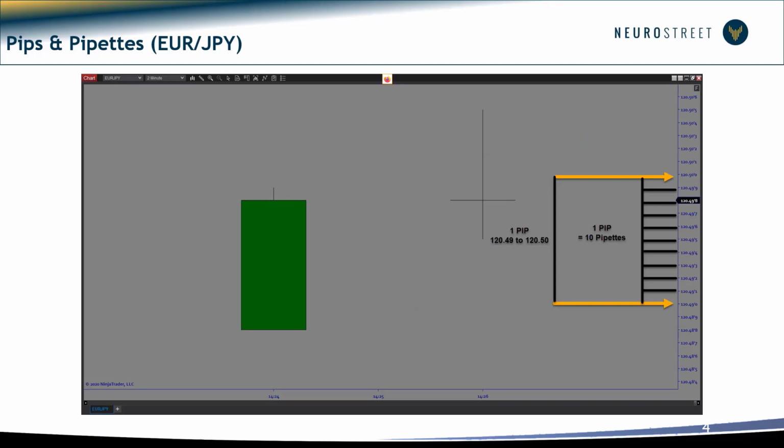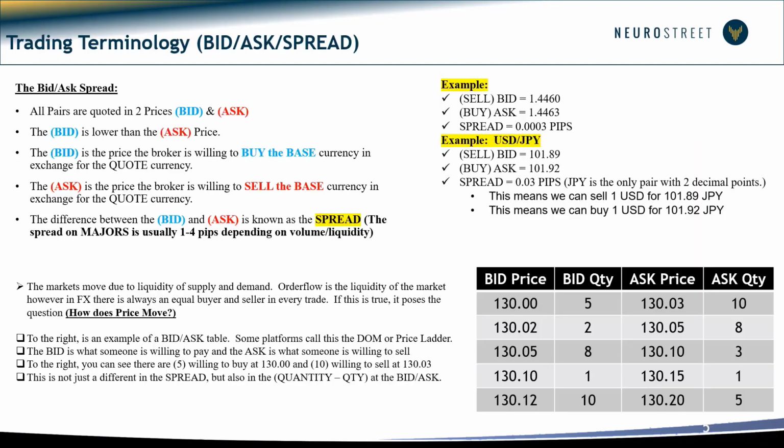So let's go in here and talk about the spreads a little bit, so that we can kind of explain how this works. There's always going to be a bid and an ask spread because all pairs are quoted in 2 prices. You have a bid and the ask. The bid is lower than the ask price. The bid is the price the broker is willing to buy the base currency in exchange for the quote currency. The bid is the bidding price. The ask is the asking price. The ask is the price the broker is willing to sell the base currency in exchange for the quote.